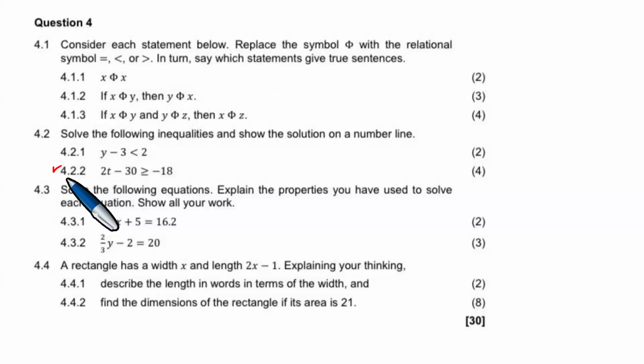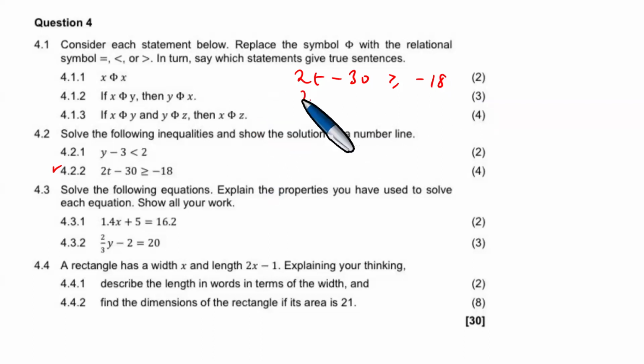Right, so 4.2.2. We continue with the next question. To do 4.2.2 is the same thing. You have 2t minus 30 is greater than or equal to minus 18. Let us solve for this here.